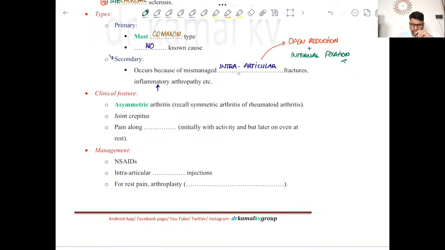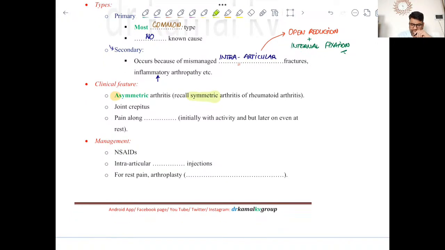Now clinically, the classical word is asymmetric arthritis, and you have to compare it with the symmetric arthritis of rheumatoid arthritis. Then there can be joint crepitus: if you keep your palm over the joint and tell the patient to move the joint, you can feel some sounds. Those are known as crepitus, sounds that can be felt.